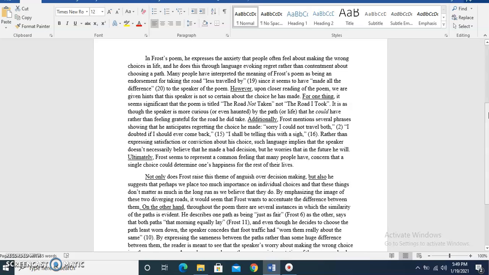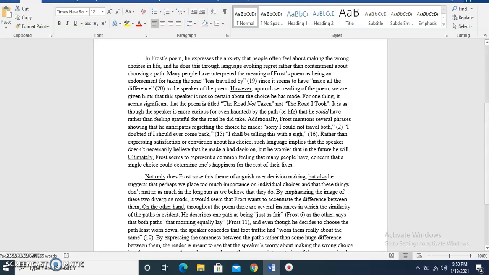Many people have interpreted the meaning of Frost's poem as being an endorsement for taking the road, quote, less traveled by, since it seems to have, quote, made all the difference to the speaker of the poem. However, upon closer reading of the poem, we're given hints that this speaker is not so certain about the choice he has made. For one thing, it seems significant that the poem is titled The Road Not Taken, not The Road I Took. It's as though the speaker is more curious or even haunted by the path or life that he could have, rather than feeling grateful for the road he did take.